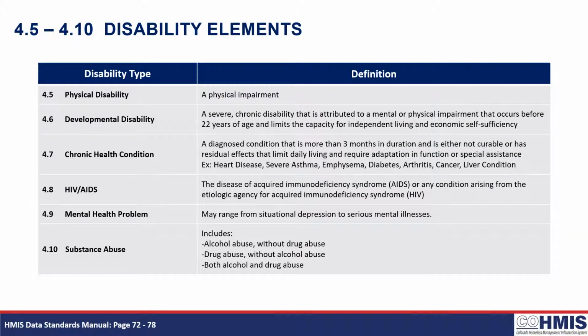Before continuing on with the rest of the universal data elements, I do want to pull up the program-specific data elements that have to do with disabilities, as some programs are required to collect information about whether clients have any of the disability types you see listed in the table on the screen. I'd actually encourage you to pause the training video right now and just read through these to make sure you understand what HUD means by each of these disability types.